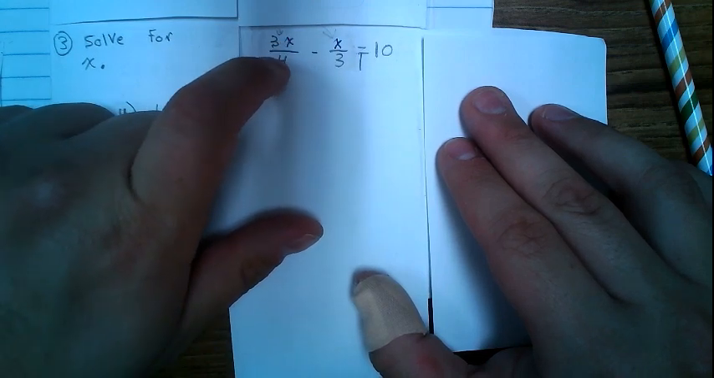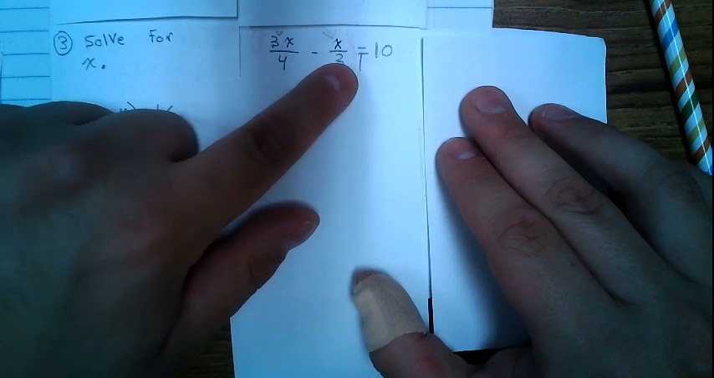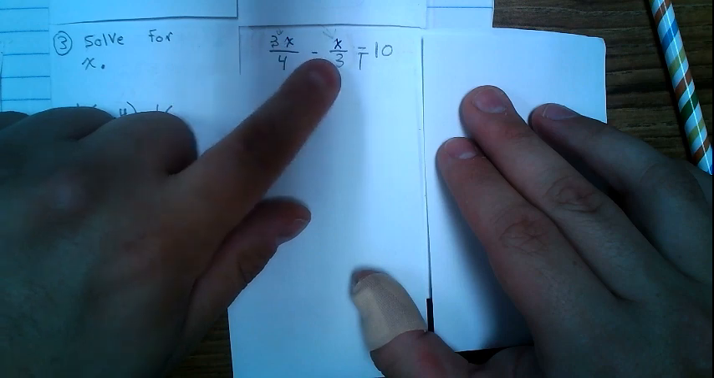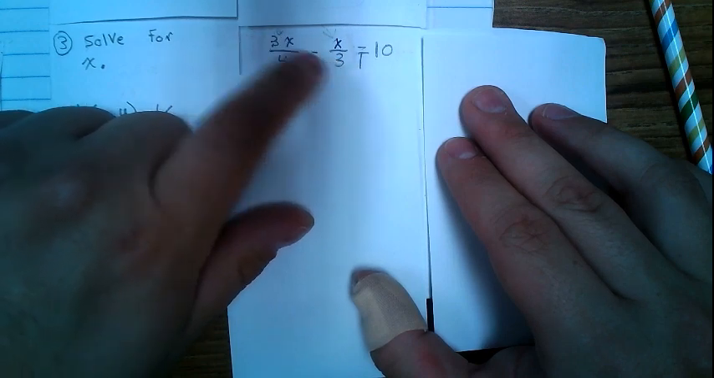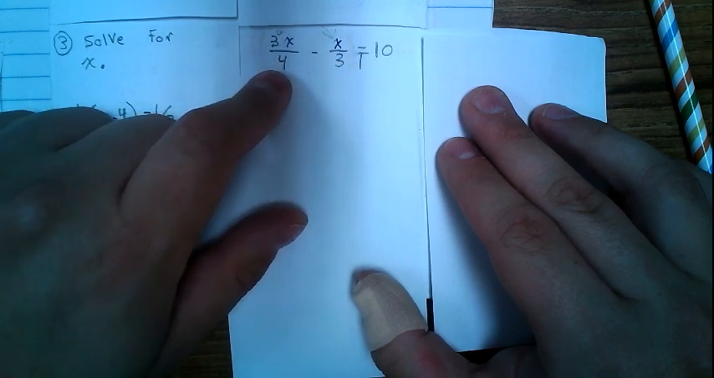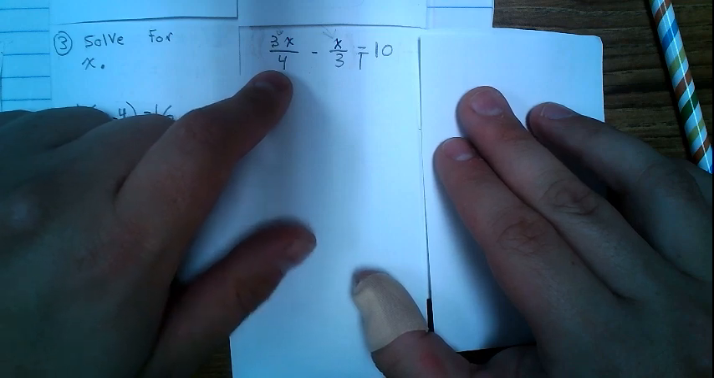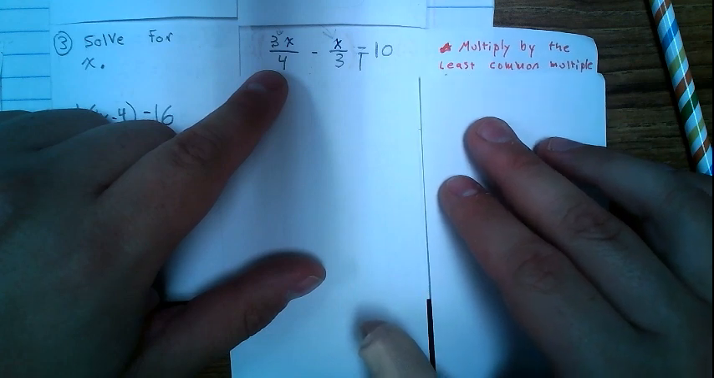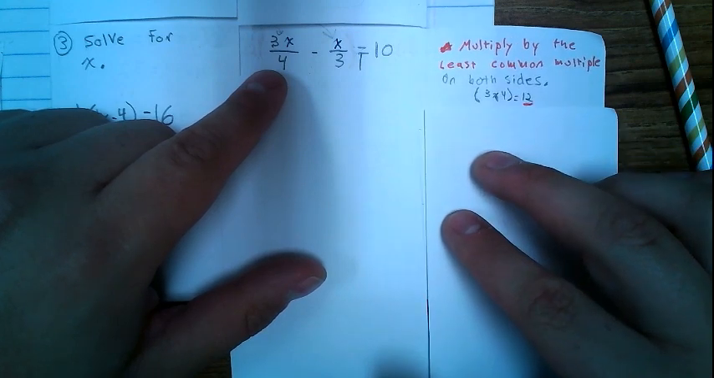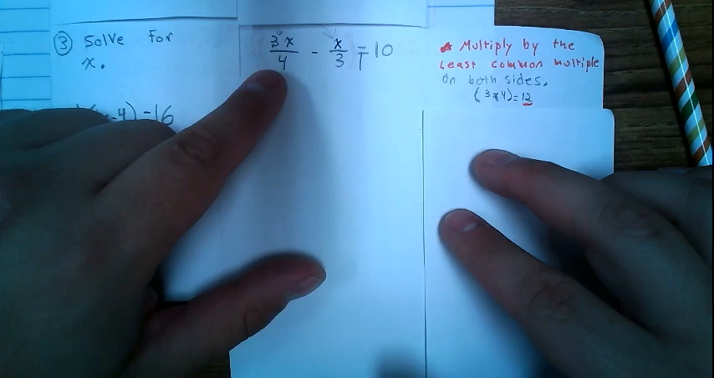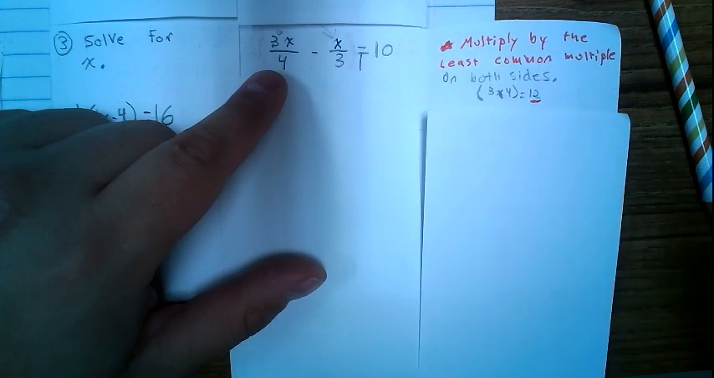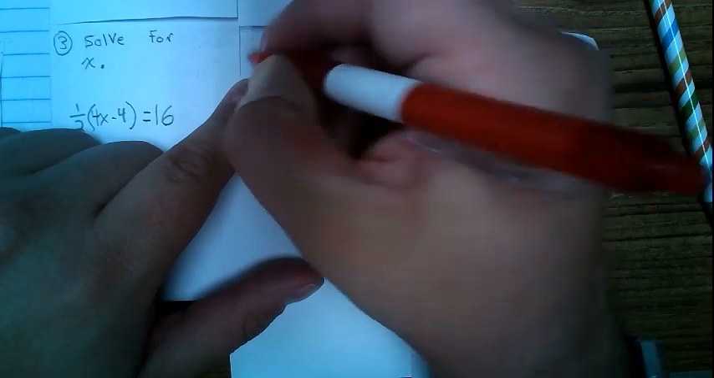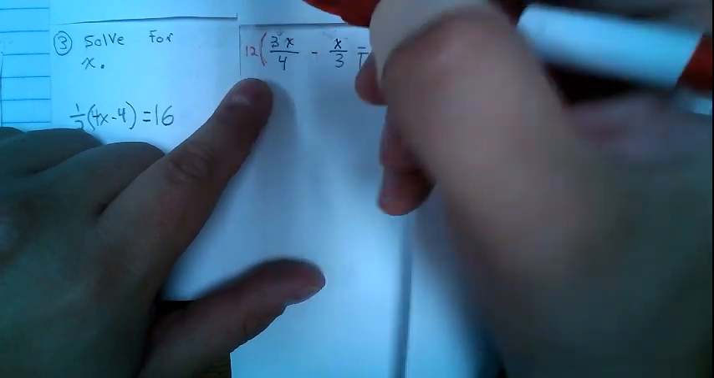But I can't just multiply this by 4 and this by 3, because then it wouldn't be balanced, right? It's got to be the same number. So what's the same thing as multiplying by 4 and multiplying by 3? Well, that would be multiplying by the least common multiple, which is 12. 3 times 4 is 12. So I'm going to get rid of both of these fractions by multiplying both sides by 12.